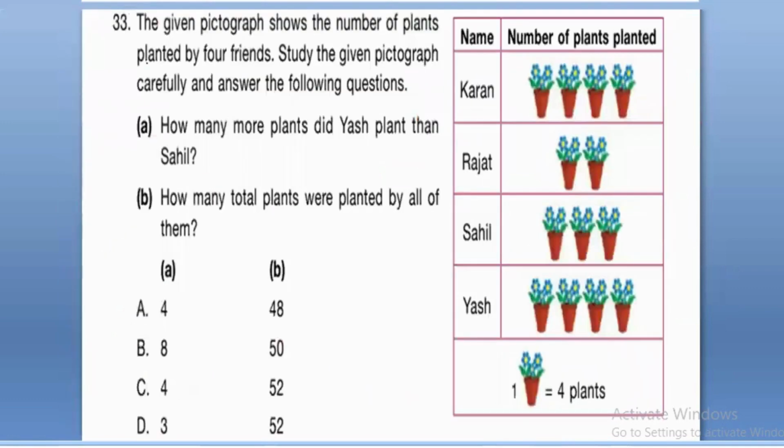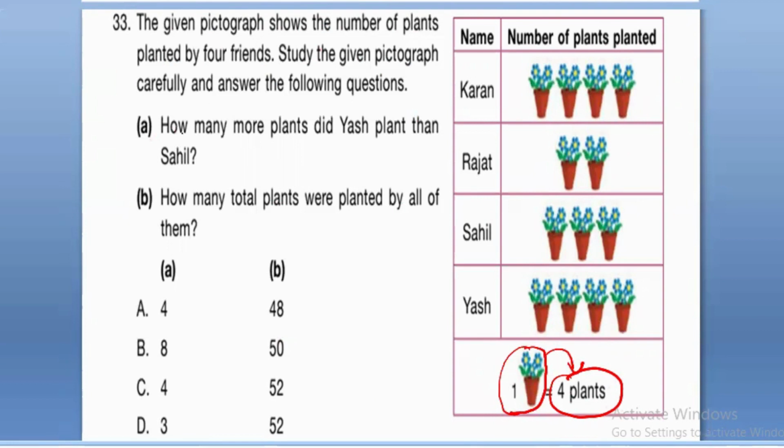Now the next question that we have is: the given pictograph shows the number of plants planted by your 4 friends. You have to study the pictograph and answer the given questions carefully. You can see over here, this one flower pot, this one plant is equal to 4 plants. The picture of one plant is actually equal to 4 plants. So now we need to solve the questions according to this only.